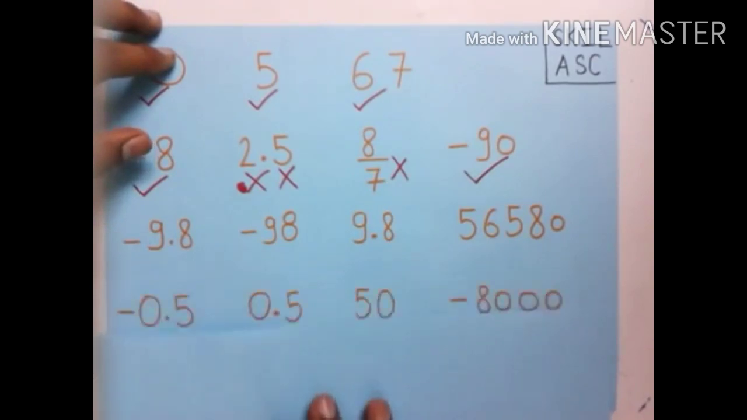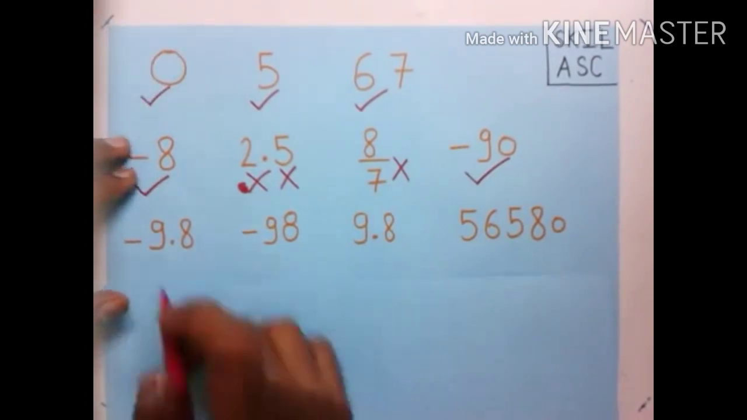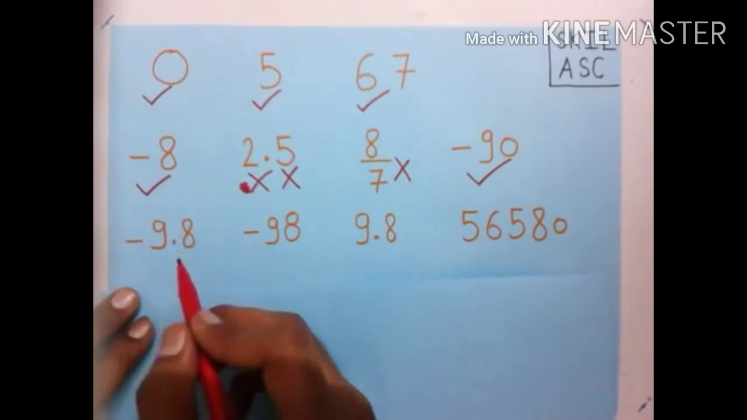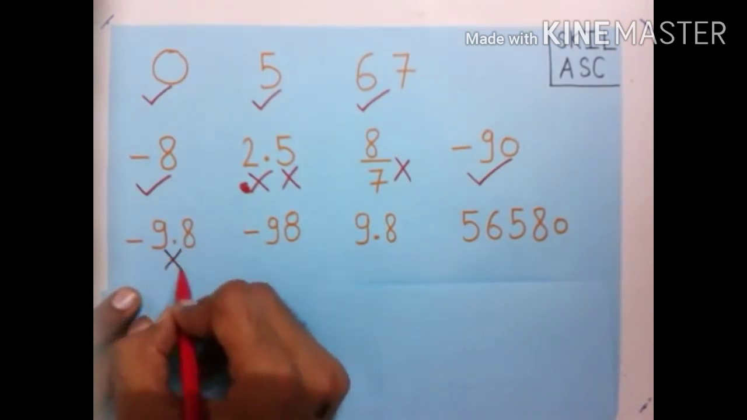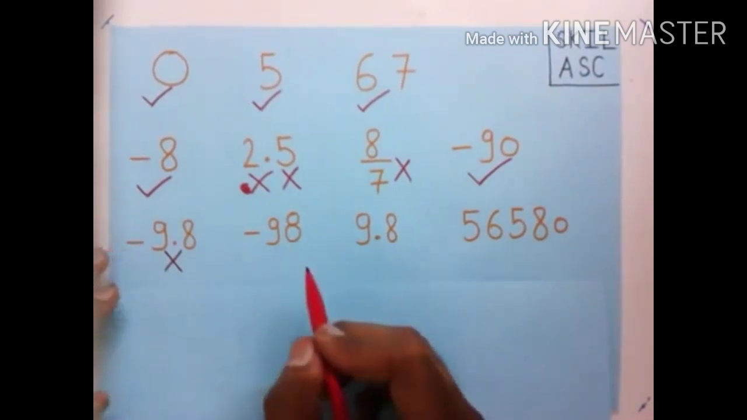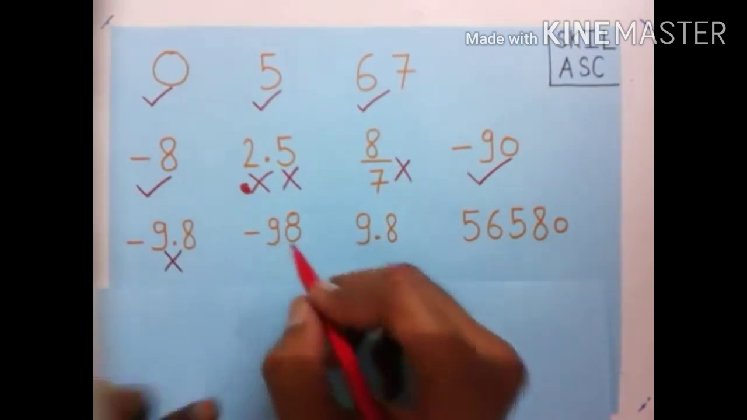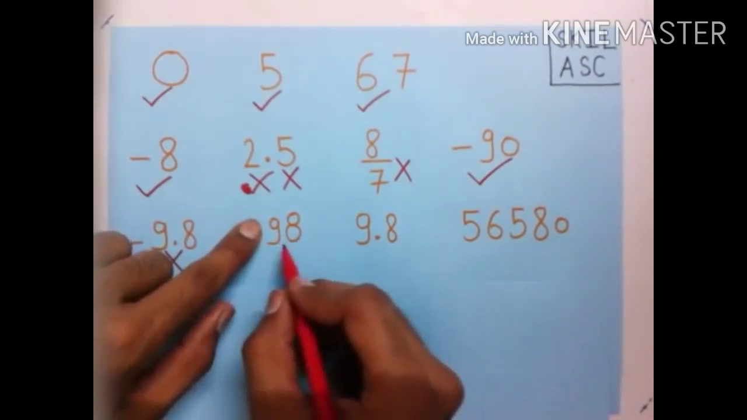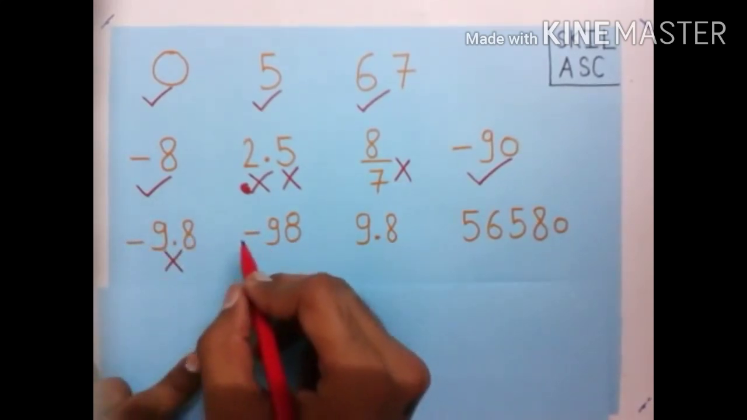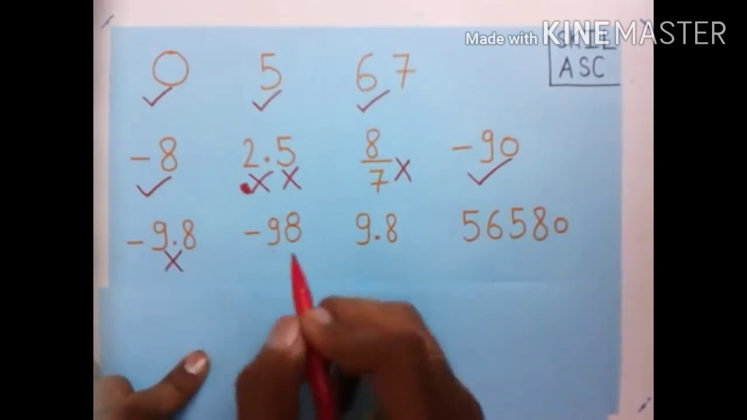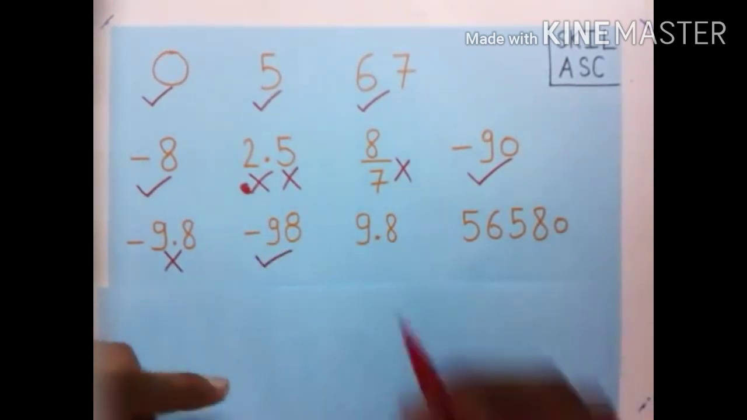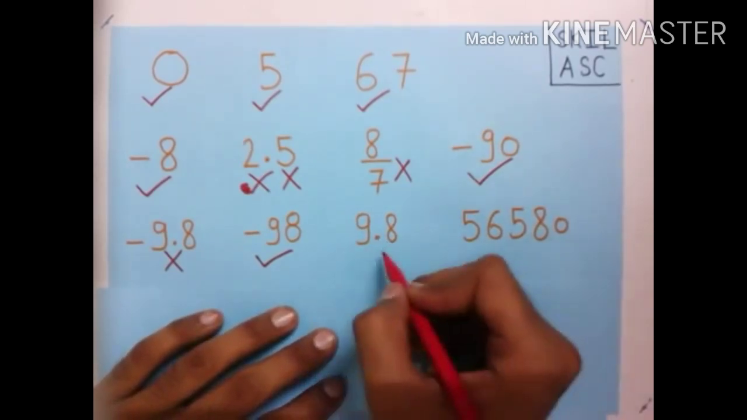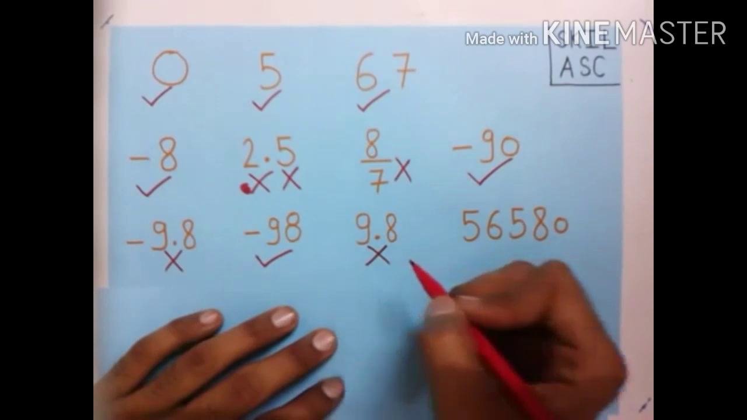Now we take one more example. Minus 9.8. Since it has a point in it, this is not an integer. Now you see minus 98. This is an integer. Why? Because this is a number which is used for counting, and now we have put a negative sign to this number. Now again we see 9.8. It has a point in it, so this is not an integer.